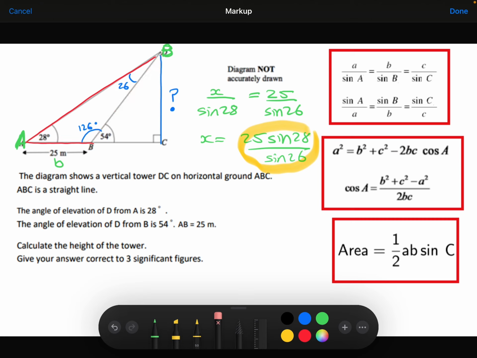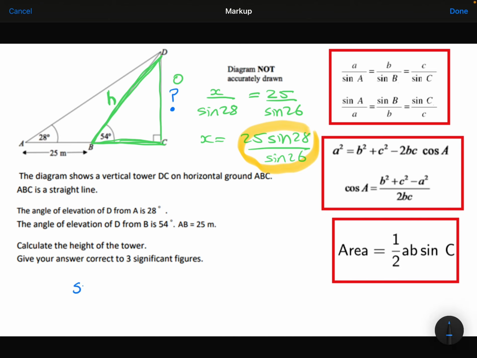I can now, let me just clear this diagram up to make the next part a little bit simpler. We now know this length here. So focusing on this little right angle triangle, I know the hypotenuse of this right angle triangle and I want to know the opposite. So I can say that sine, because of the O and the H, 54 is equal to the opposite divided by the hypotenuse, which is my answer from before.